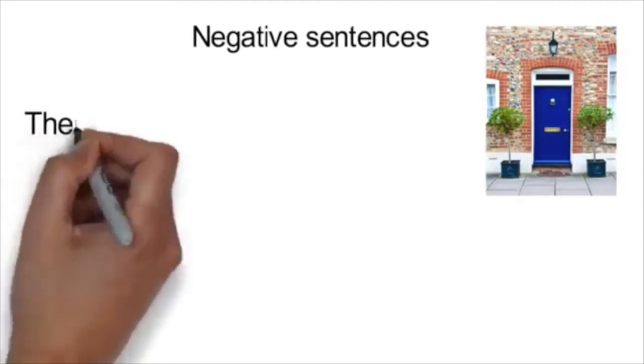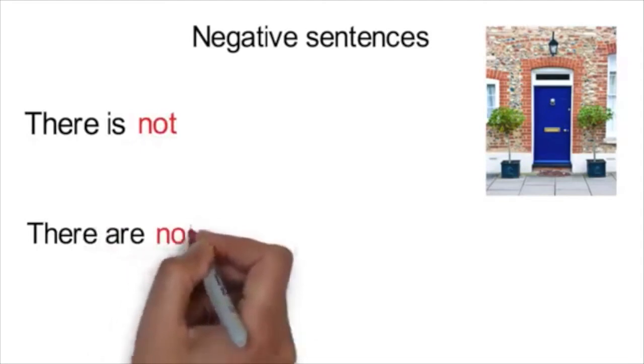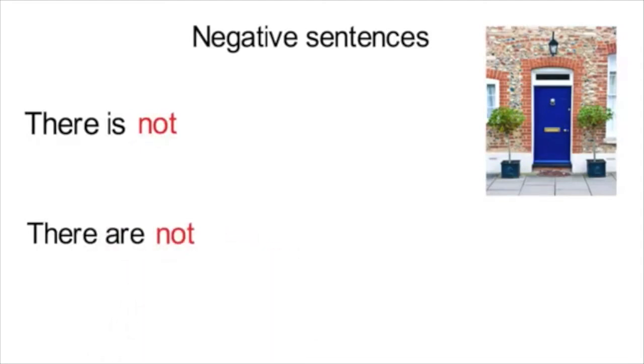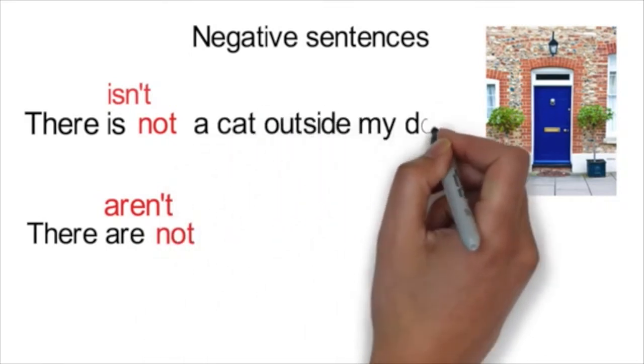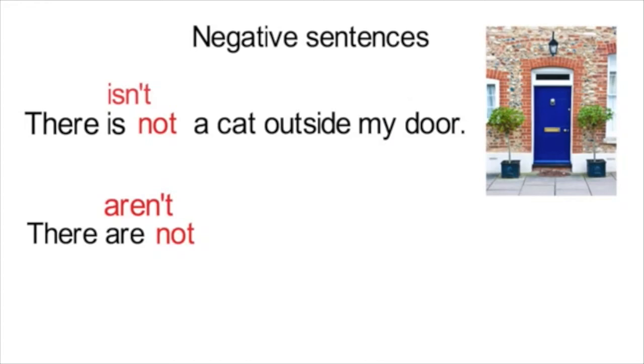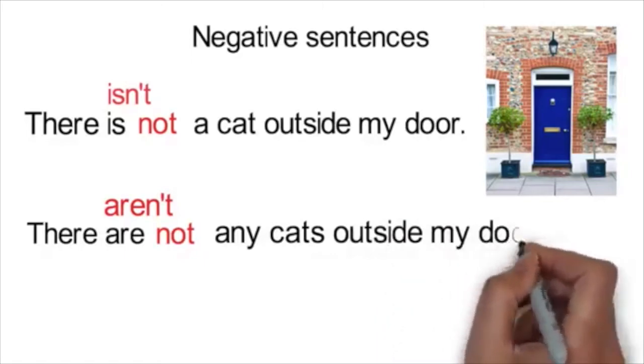To make a negative sentence with there is and there are, we add not after there is or there are. We also usually use not as a contraction, so there aren't, or there isn't. For example, there is not a cat outside my door. Of course, instead we would probably say, there isn't a cat outside my door. Or, if it is plural, we would say, there aren't any cats outside my door.